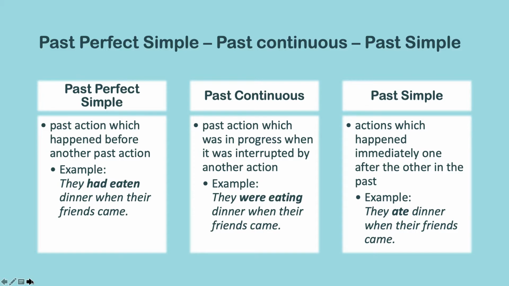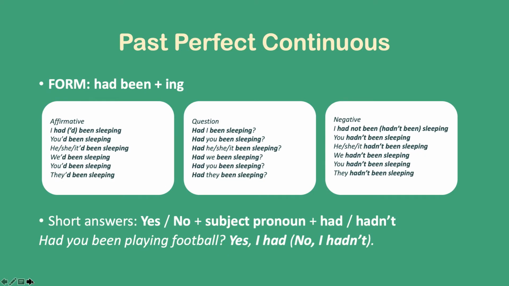The past simple is used to talk about actions which happened immediately one after the other in the past. For example, they ate dinner when their friends came. Now this means that they ate dinner immediately after their friends came. So this is the difference between these three tenses. Let's go on to the past perfect continuous.